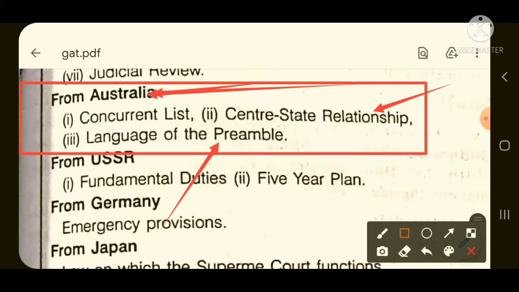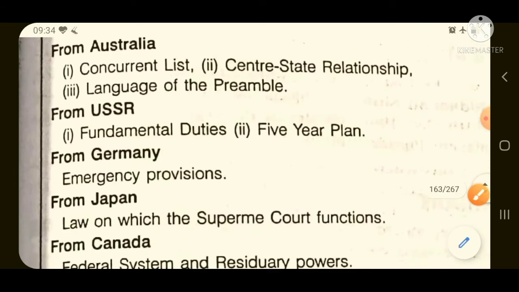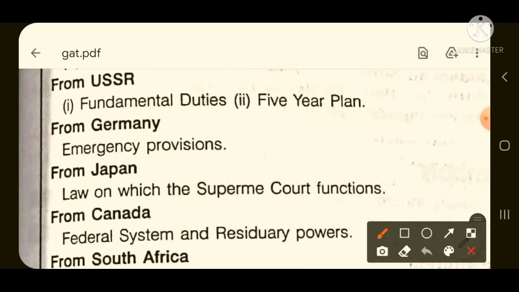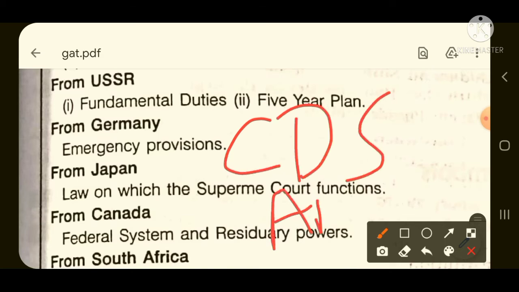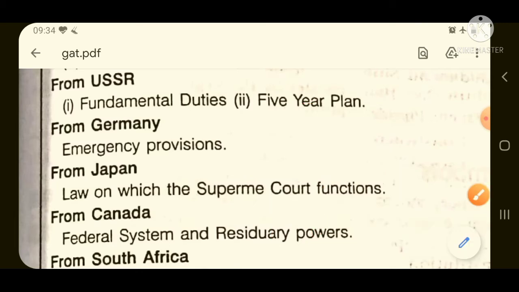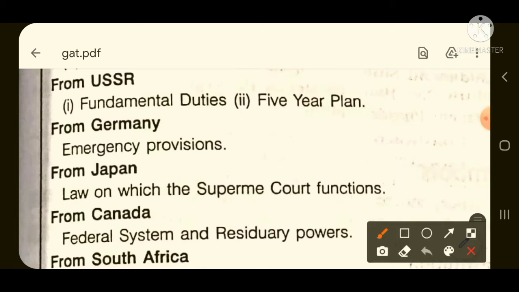These three are important features which are most important from your exam point of view. Not only NDA, even if you are preparing for CDS, AFCAT, UPSC, this topic is most important and a highly demanded topic of the UPSC examination. Next feature which we have borrowed from USSR.